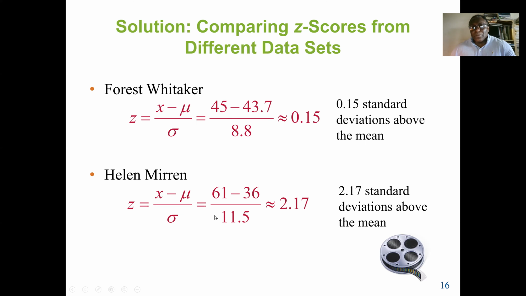Now for Helen Mirren, the same thing: her age, which will be x, the mean of the actresses, and also the standard deviation of all the actresses. Her age was 61, the mean is 36, and the standard deviation is 11.5, which gives us 2.17. So that is 2.17 standard deviations above the mean, and Forest Whitaker is 0.15 standard deviations above the mean. Why is it above the mean? Because the z-score value is positive. When the z-score value is negative, it means the mean is greater than the value.